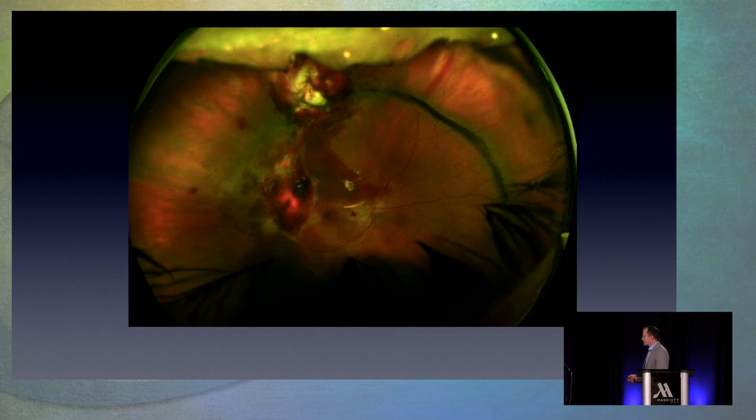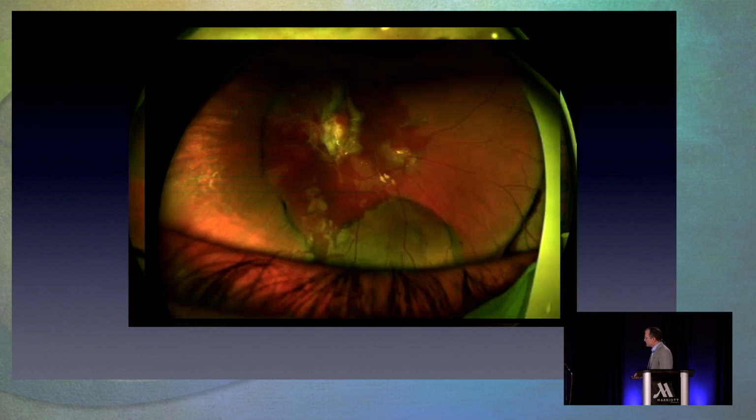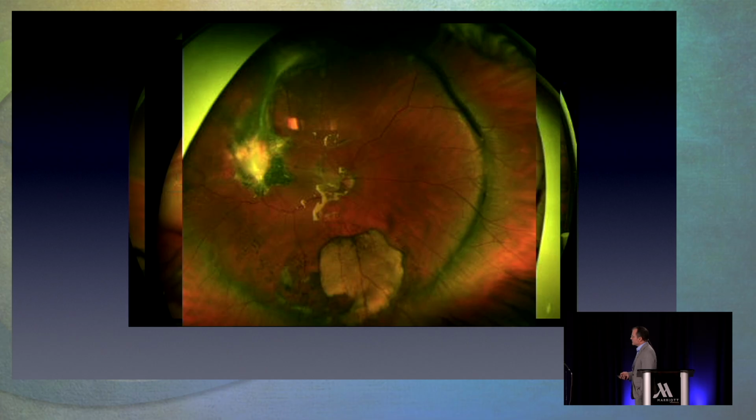He's got a lot of hemorrhage here. And then as he's healing over time, the hemorrhage is starting to regress. But you can see, from all the blood, he's getting a dense band of scar tissue here. And that, despite the high buckle, started to cause traction detachment here.